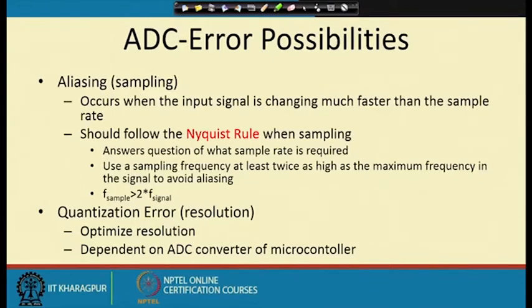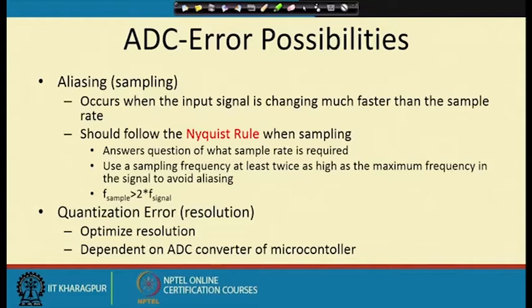It is required that the sampling frequency should be at least twice as high as the maximum frequency in the signal to avoid aliasing. The maximum frequency in the analog signal means, for example, if there is music playing, there are several frequencies present. If you want to get a true picture of the music, you have to find out the maximum frequency in that music, and the sampling rate should be twice that of the highest frequency.